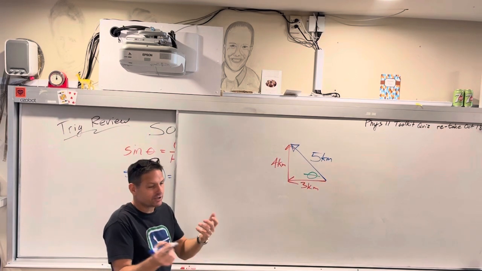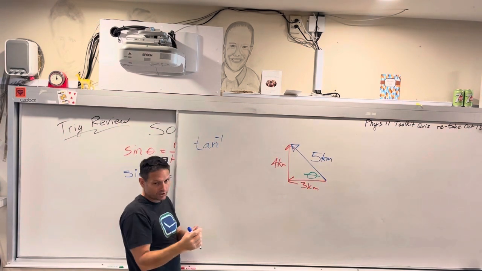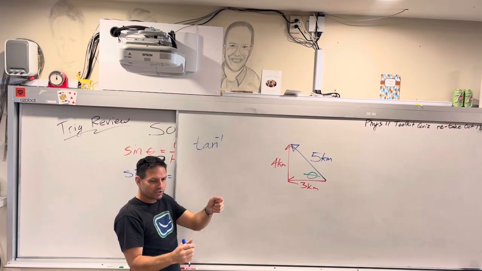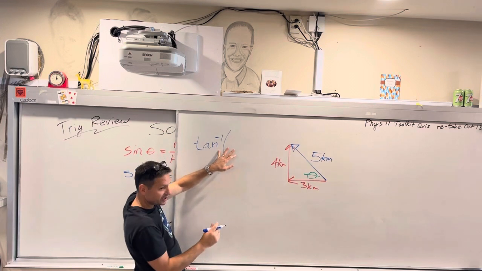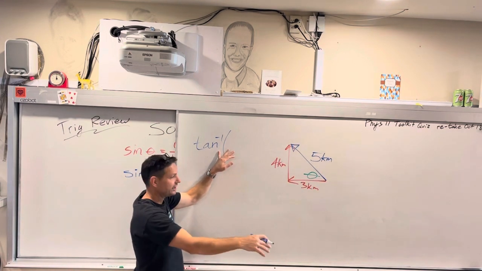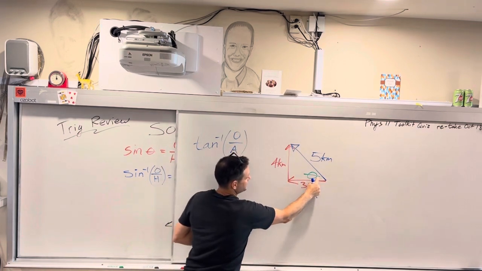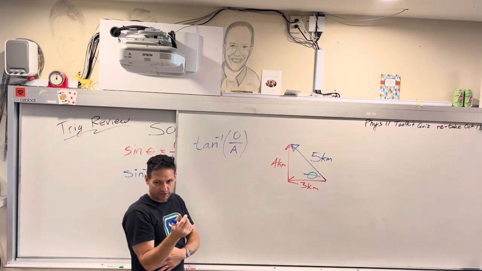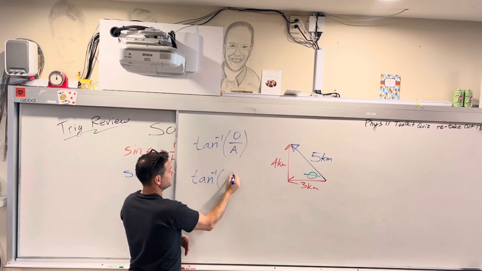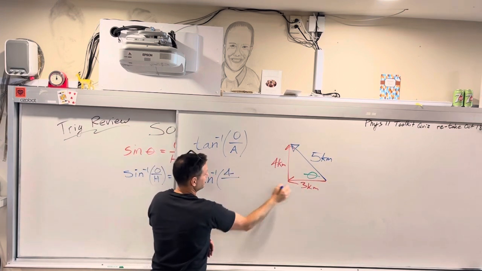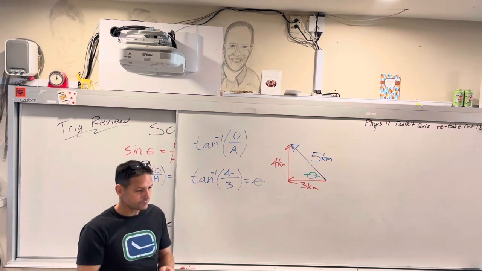Let's do tangent because most of you said tangent. So you're going to do the inverse tangent. In most calculators you do shift tangent. And then, because we've done shift tangent, we're looking for the angle, you're going to put in opposite over adjacent. Which side is opposite? 4. Good. So we're going to put inverse tangent, and then you're going to do 4 divided by 3, and that should equal your angle.